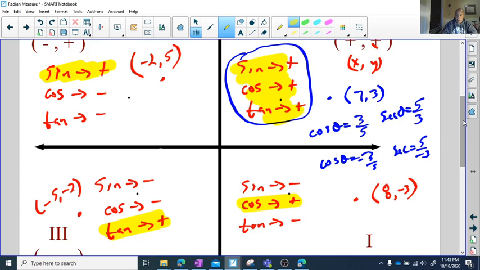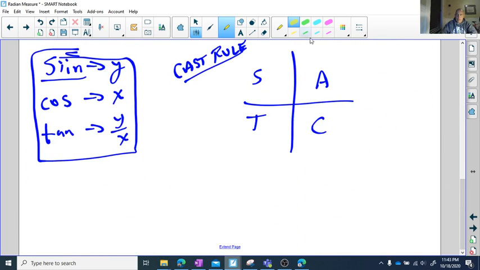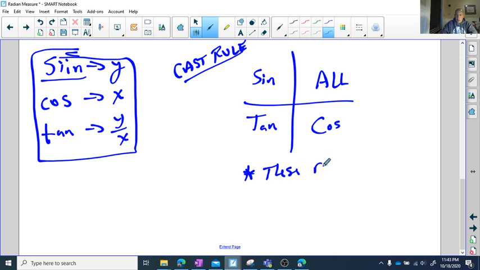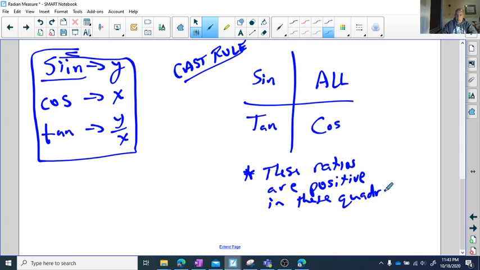So if you go down to our acronym that the rule uses, C stands for cosine. A stands for all, S stands for sine, and T stands for tangent. And these ratios are positive in these particular quadrants. Everything else is always negative.